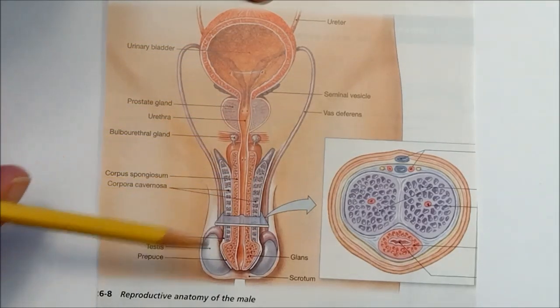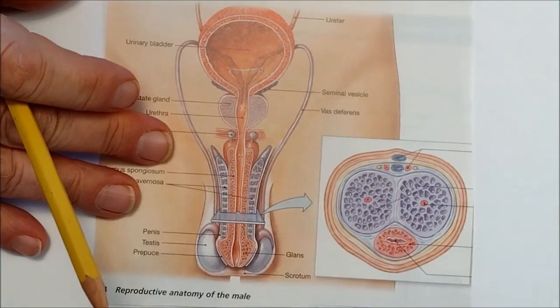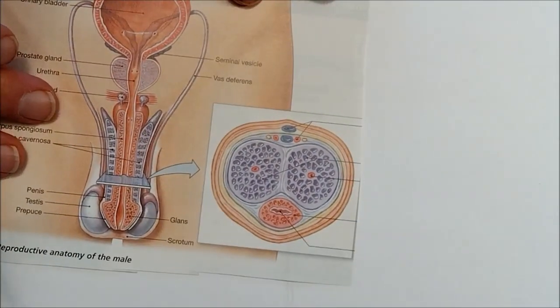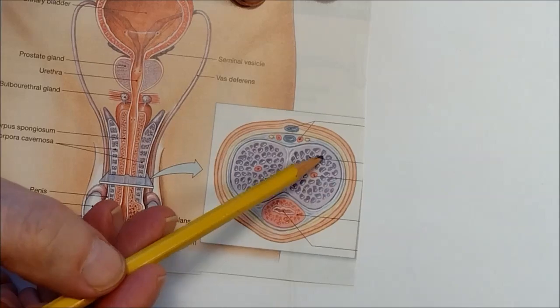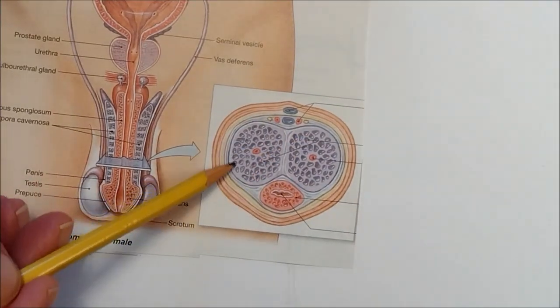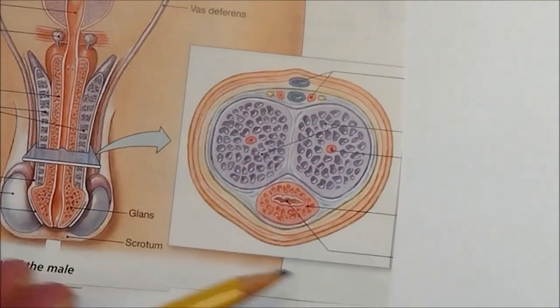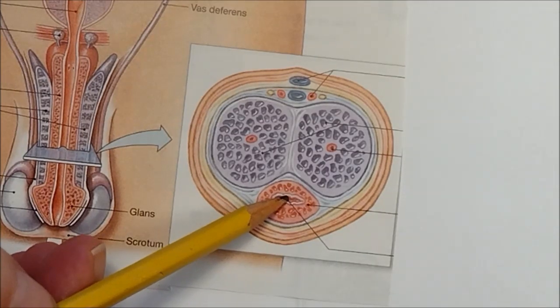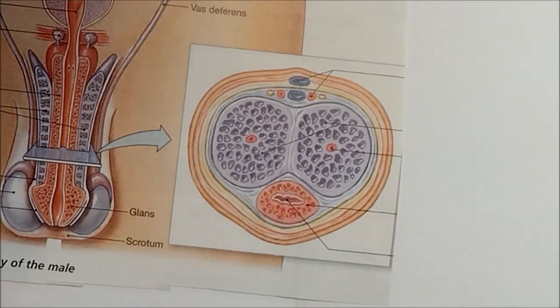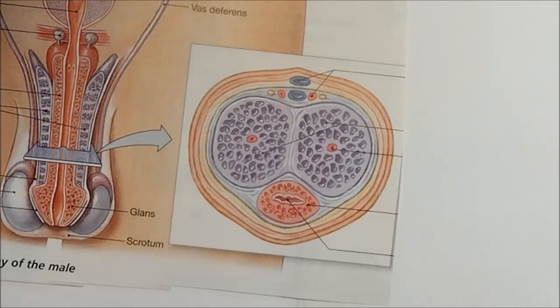Okay. This nice picture over here is a cross-section of the penis, and this shows the erectile tissue inside, and it takes up quite a bit of volume. Here's the urethra or the pee-pee tube down below here. Okay. All right.